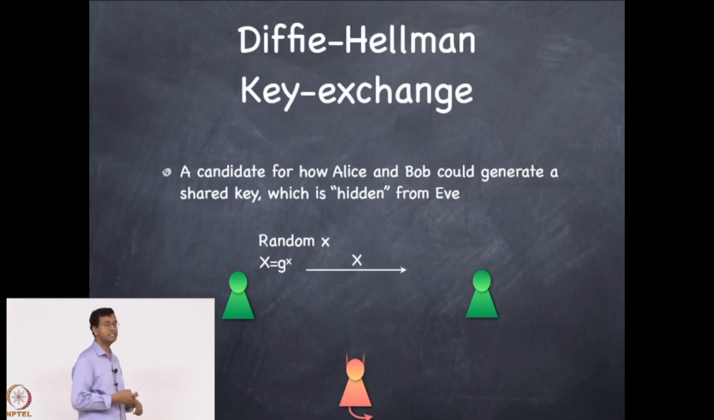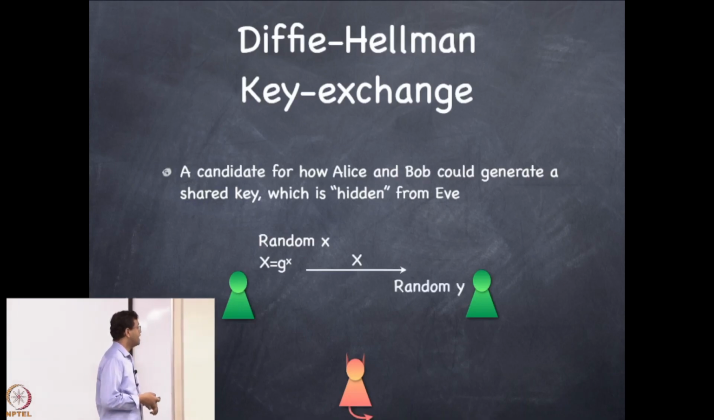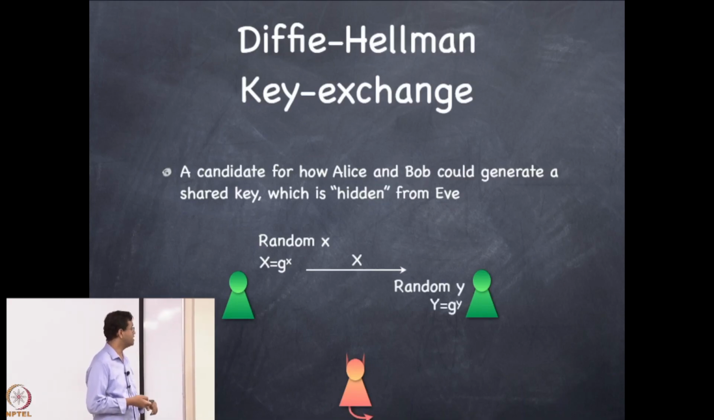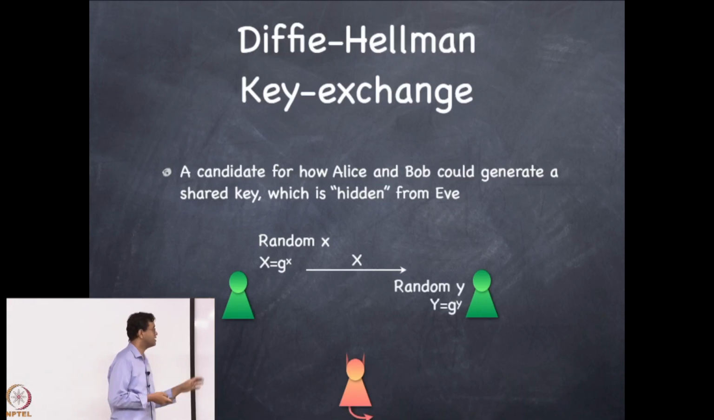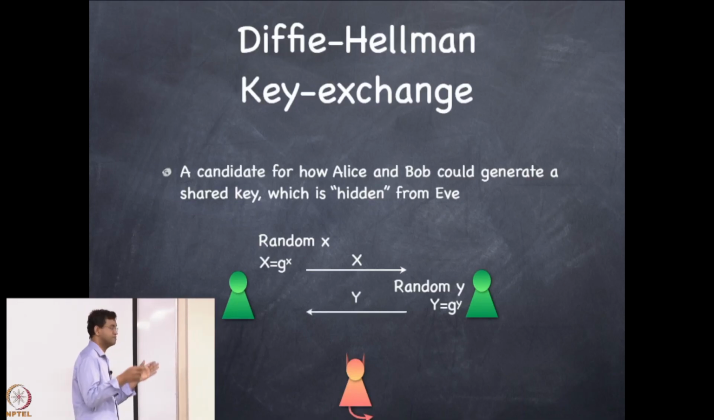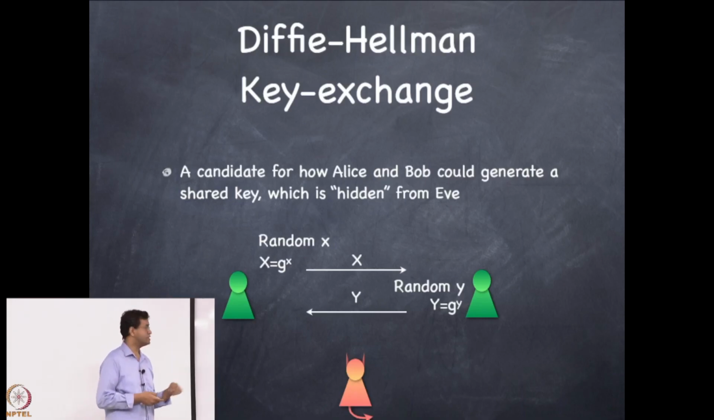And she will send this x to Bob. Similarly, Bob will pick a random y, a small y, little y, and compute the capital Y in a similar fashion, Y equal to g to the y. So this g is supposed to be some publicly known g. It's some system parameter that has been set up, so everybody knows the g ahead of time. Okay, so they send these two things.